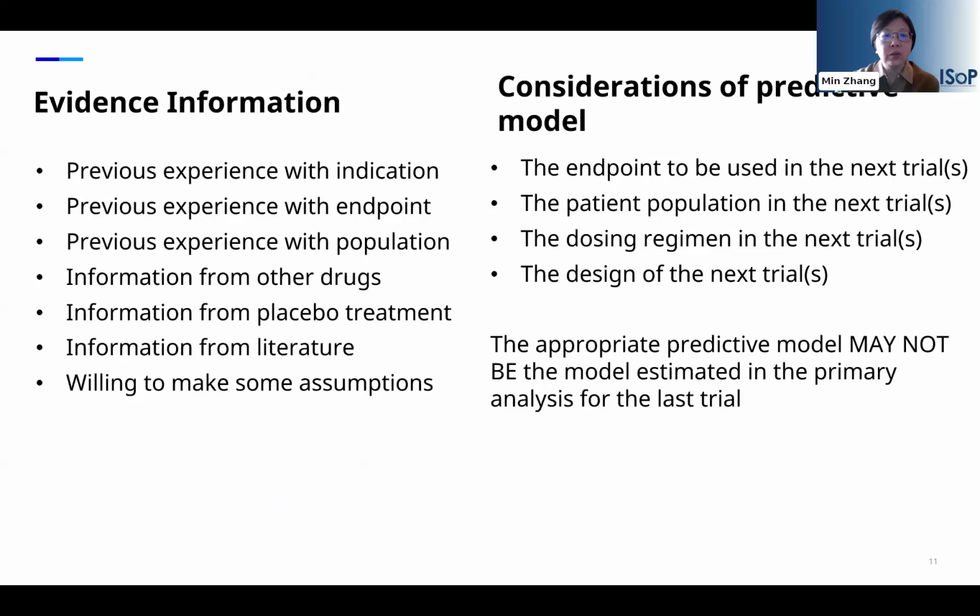The elements that contribute to the calculations of POS and PTS can encompass a vast array of evidence, including but not limited to previous experience with indication, previous experience with endpoint, previous experience with population, information from other drugs, information from placebo treatment, information from literature, and also willingness to make some assumptions. We need to assess what we know and what we need to know.